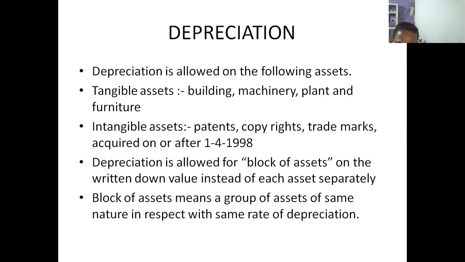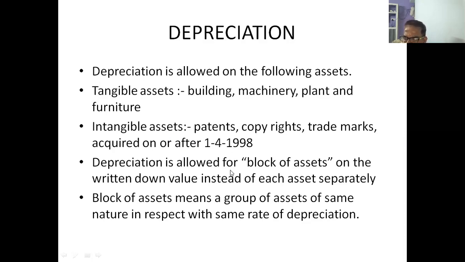Now, a very important part: depreciation. You know what is depreciation? In income from business or profession, the Income Tax Act 1961 has defined depreciation, and depreciation can be charged on tangible assets and intangible assets. Tangible assets: building, machinery, plant and furniture. Intangible: patents, copyright, trademark, acquired on or after a specified date, not before. Depreciation can be charged on those intangible assets purchased after this date. Before that, no depreciation, zero depreciation.